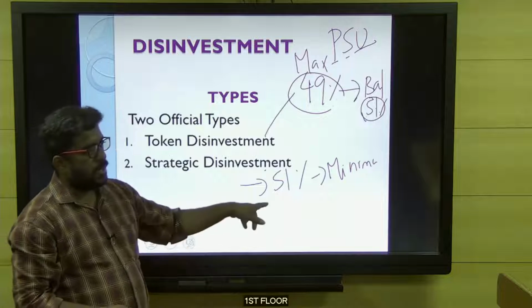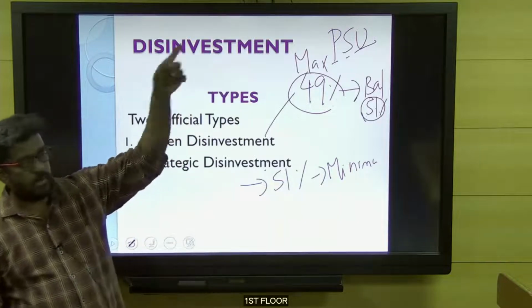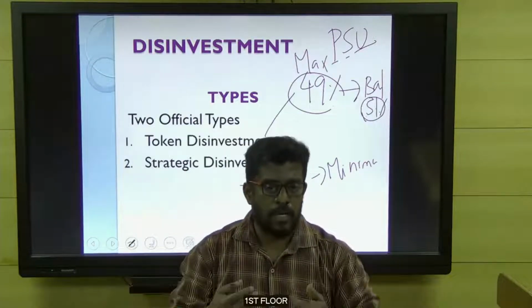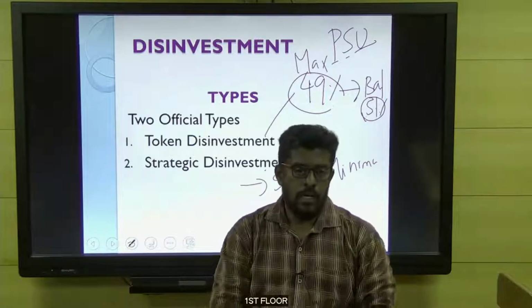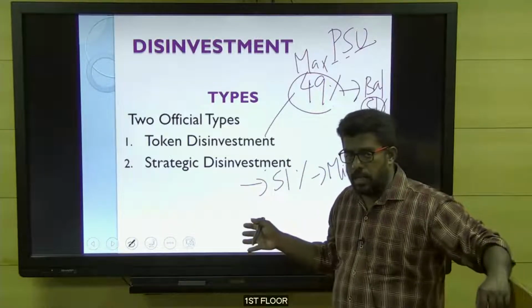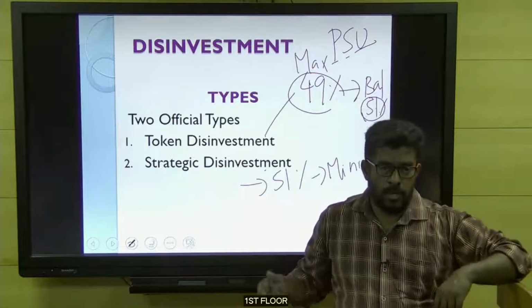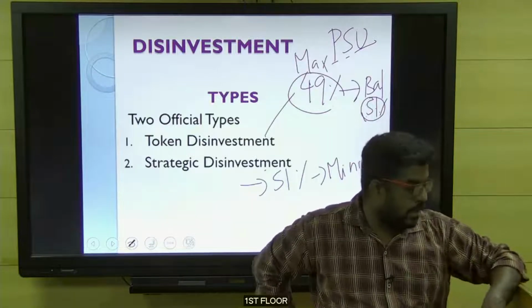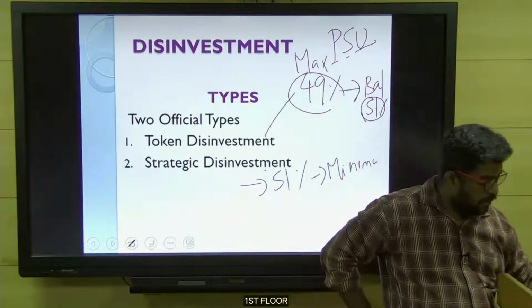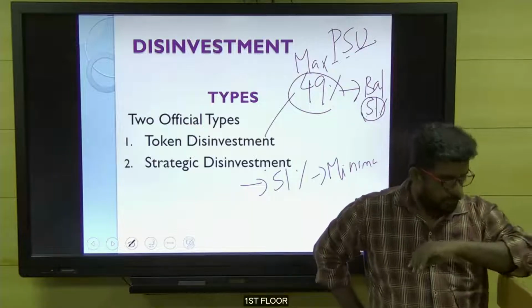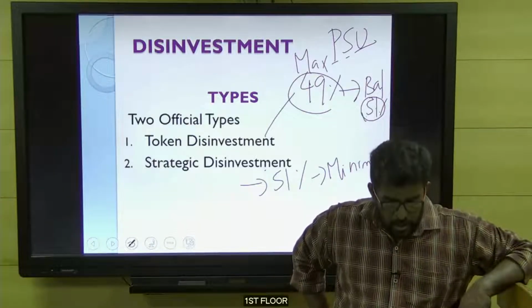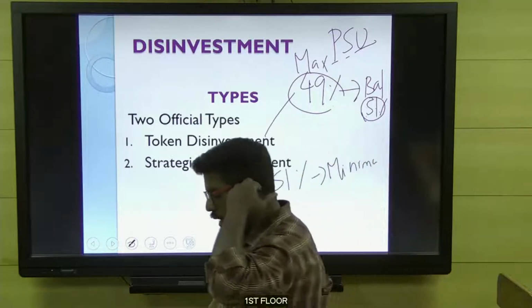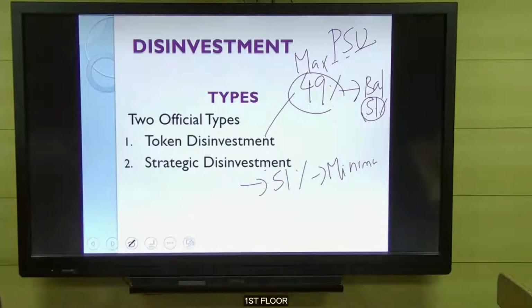What may be the next point? In this type, the company will be called a private company after the disinvestment process. It won't be called a PSU. So make that the next point: it won't be called a PSU even after the disinvestment process.